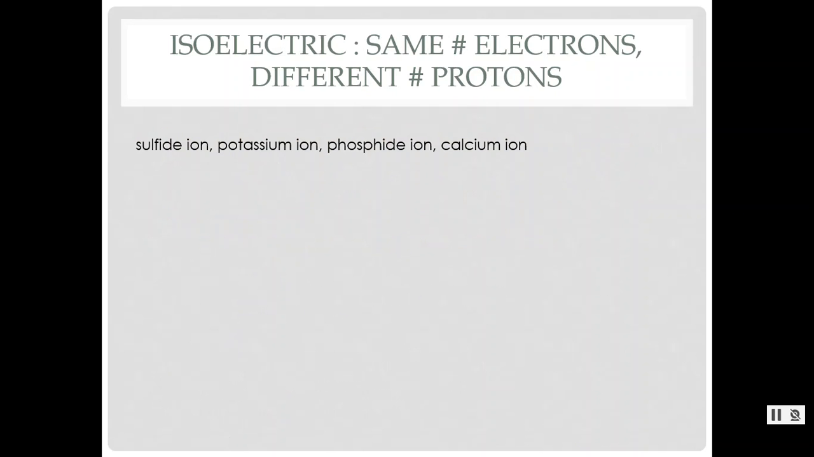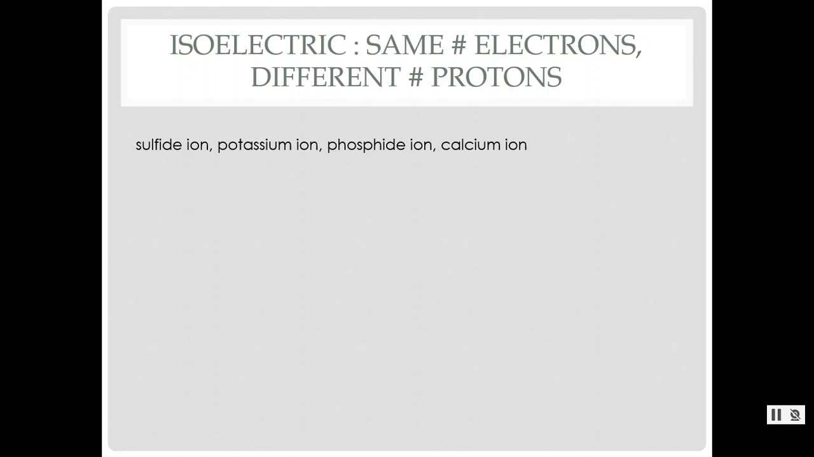Isoelectronic means that species has the same number of electrons but different numbers of protons. If you remember way back in the first unit, we talked about isotopes. Isotopes have the same number of protons but different numbers of neutrons. This term, isoelectronic, means same number of electrons but different numbers of protons.